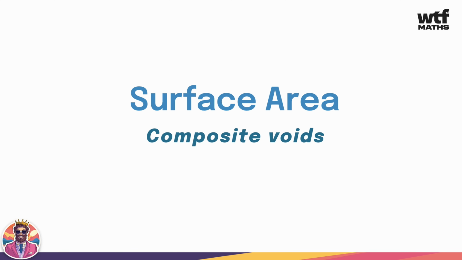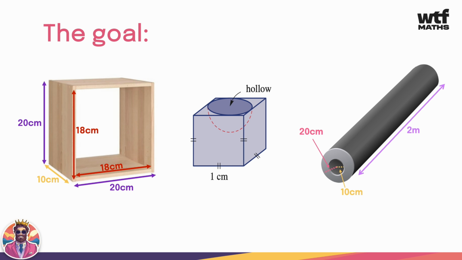Hello, today we're looking at surface area, but this time we're going to focus on composite voids. Now the goal for today is to find the surface area of these three shapes that you see. Now each of these three shapes have a hole in them somewhere. We call this hole a void. So if you want to learn how to find the surface area of these three, stick around.